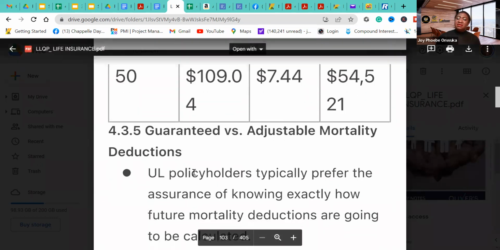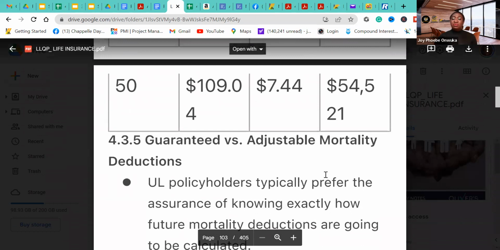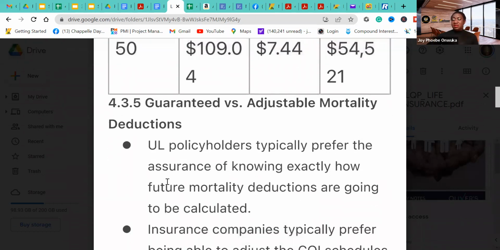Guarantee versus adjustable mortality deductions. You remember we were looking at the three costs of determining premiums that one pays, right? Level cost of insurance, YRT, and the third one is adjustable mortality deductions.